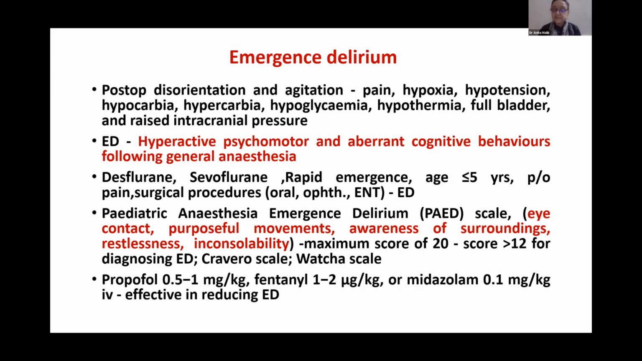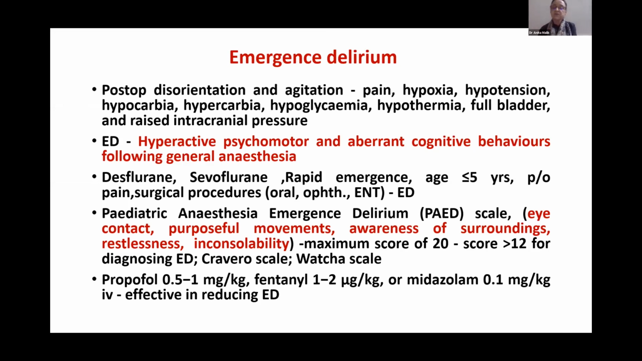Now there are various scales. The Pediatric Anesthesia Emergence Delirium scale, the PAED scale, has 5 points: eye contact, purposeful movement, awareness of surroundings, restlessness, and inconsolability. These first three are absent: there would not be any eye contact, no purposeful movement, no awareness of surroundings. The baby would be restless and inconsolable. So the maximum score is 20, and more than 12 means emergence delirium.